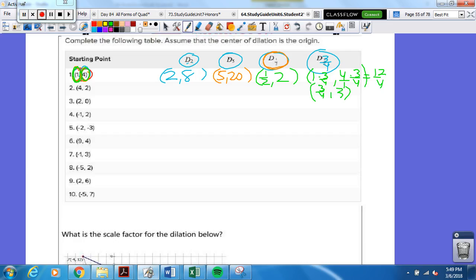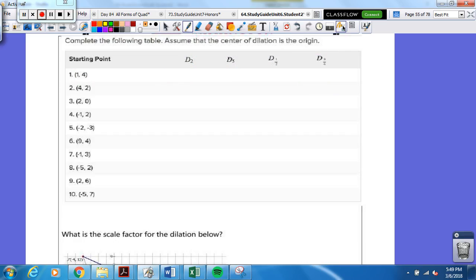Okay, let's try the next one. I need to erase it, so I need more room. Okay, 4, 2. This is the last one I'm going to do. Then you're going to do the other ones on your own, down to here. So I'm going to do this number 2, and you're going to do 3 to 5, okay? Next one, let's see. So I have 4, 2. Multiplying by 2, I get 8 for x and 4 for y.